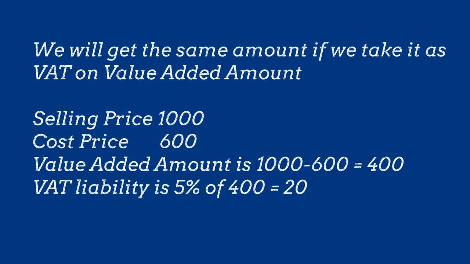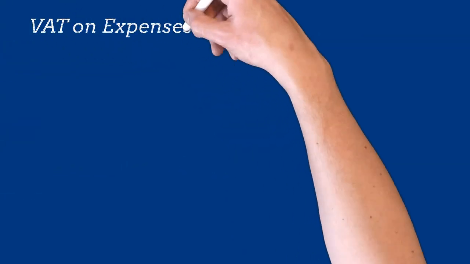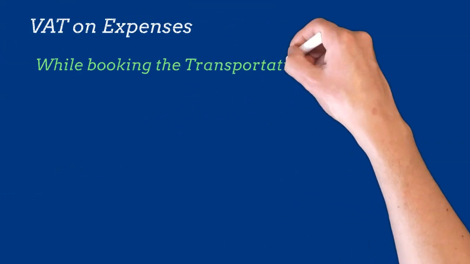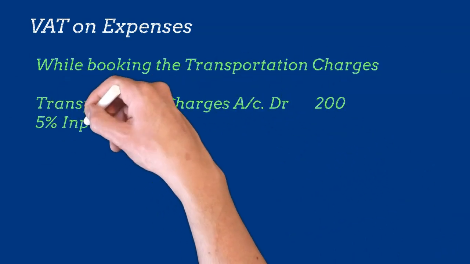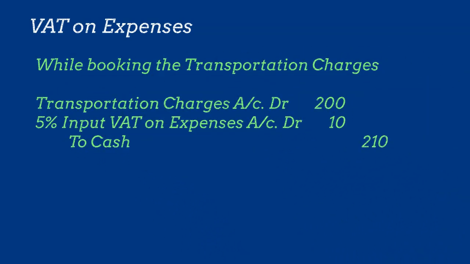Let us see the impact on this after accounting the indirect expense as well. Let us see how we account for the VAT on expenses. When accounting for the transportation charges paid in the books of accounts, we will be debiting the transportation charges 200, being the expense paid, and the input VAT paid with 5% of VAT paid amount against the transportation charges, that is 10. Crediting the cash for the actual amount paid, that is 210.